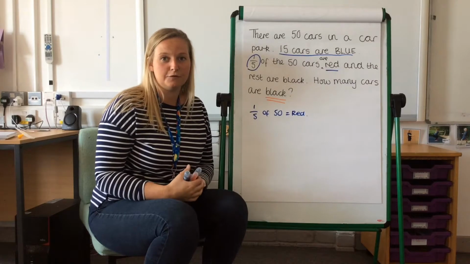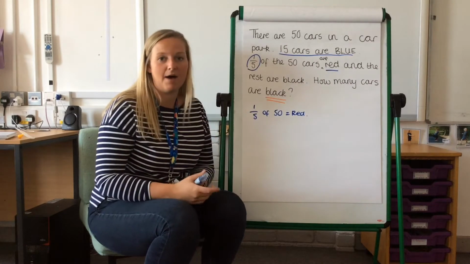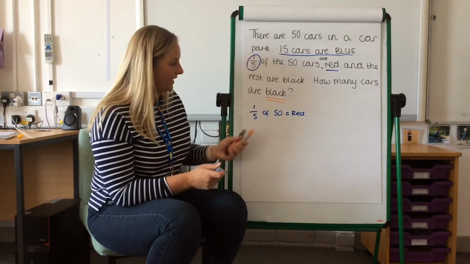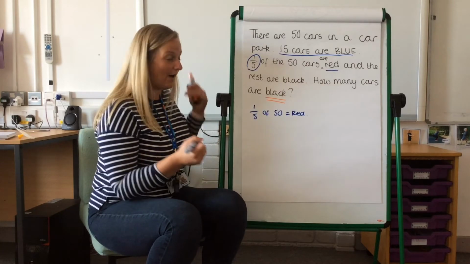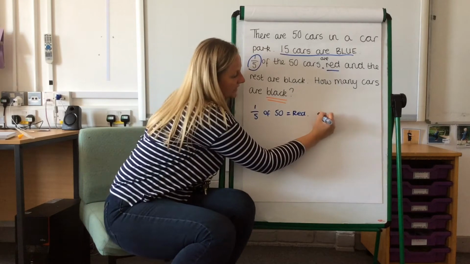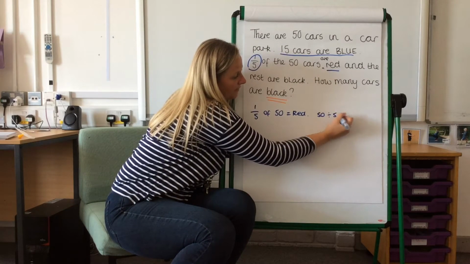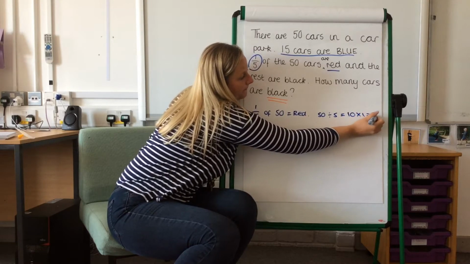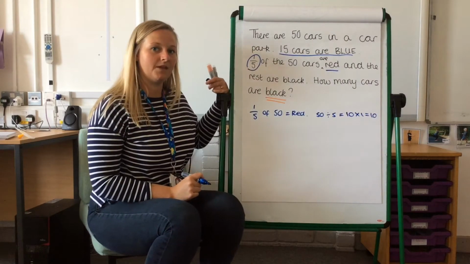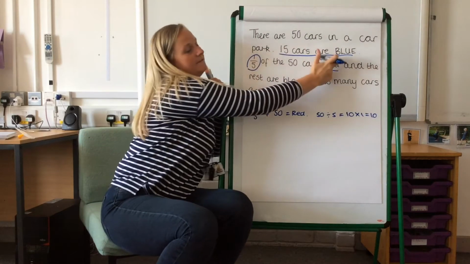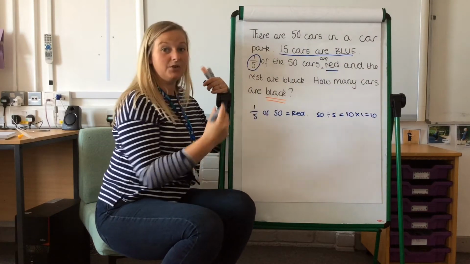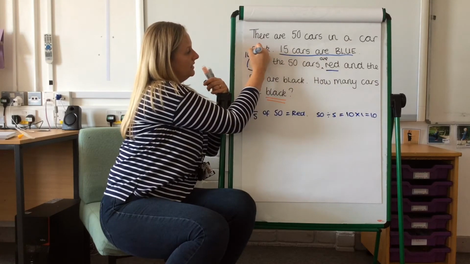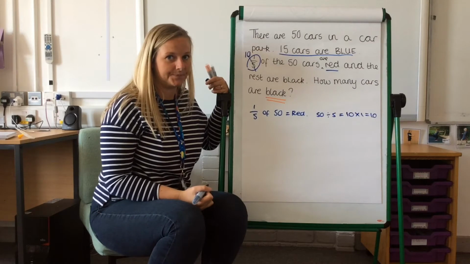When we're working out fractions, you divide by the denominator and times by the numerator. So if I switch this question around to work out how many red cars there are, I would get 50 divided by 5 equals 10 times by 1 equals 10. Now I know there are 15 blue cars, and you can do this on a question. You can say there are 10 red cars to help you out.